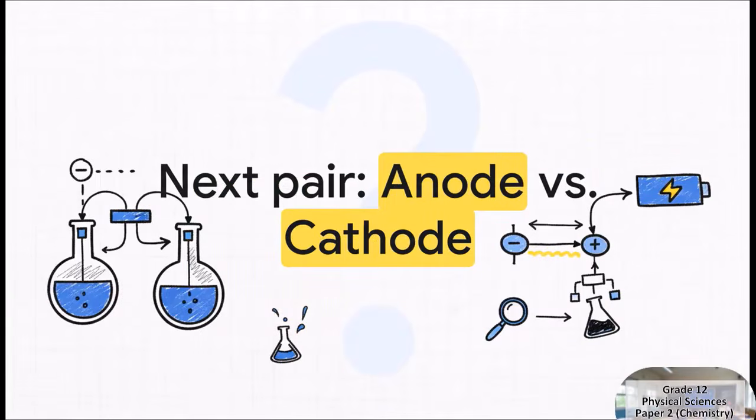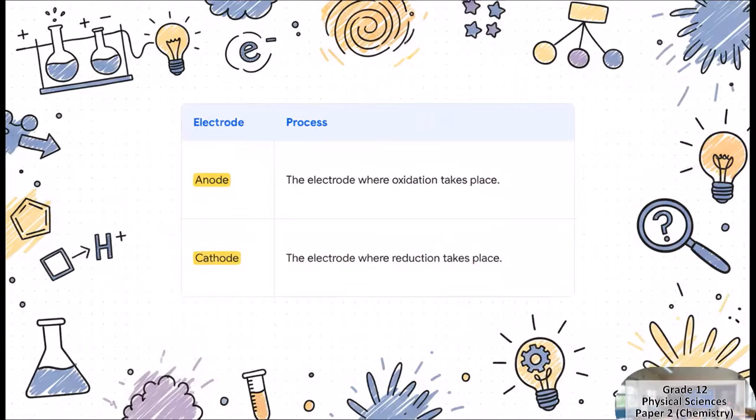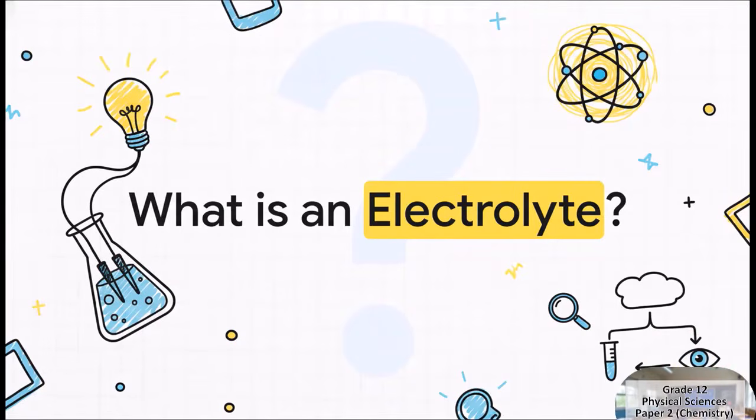Okay, next pair, anode versus cathode. Where do oxidation and reduction actually happen? This is a quick-fire round. Which process goes with which electrode? Go. And we've got another fantastic mnemonic for this one. AN OX, anode, oxidation. And RED CAT, reduction, cathode. See how that works? AN OX, RED CAT. Easy way to remember it. The vowels A and O go together, and the consonants R and C go together. Simple as that.